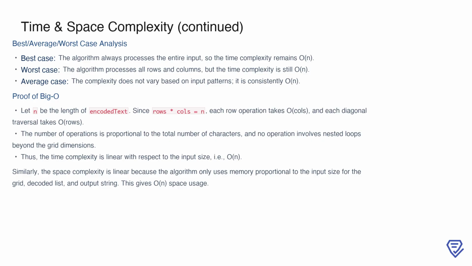There are no nested loops or operations that scale faster than the size of the input. Similarly, the space complexity remains O(n), because the memory usage, comprising the grid, the decoded list, and the output string, is directly proportional to the size of the input. This makes the solution both time and space efficient, scaling linearly with respect to the input size.